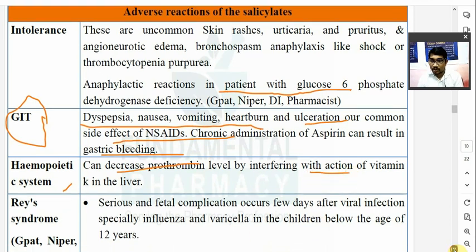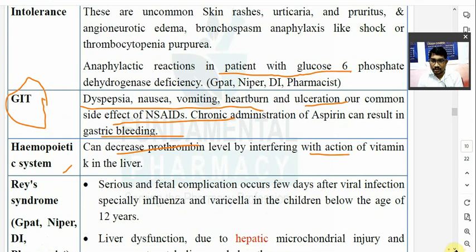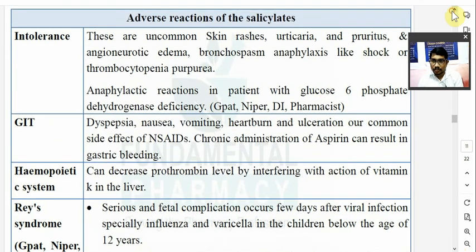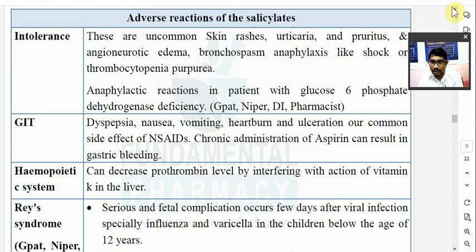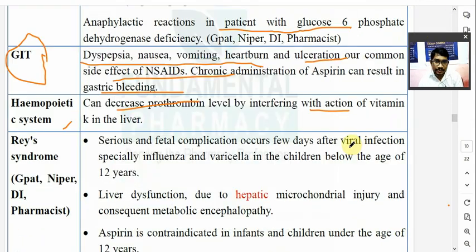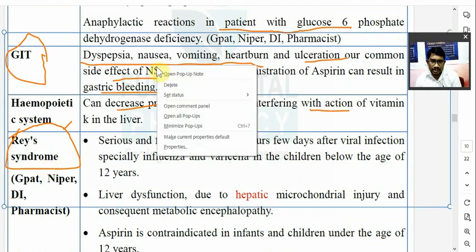The third one is Reye's syndrome. A question on Reye's syndrome came in GPAT 2018. This is an adverse effect of aspirin, so remember Reye's syndrome. What is that? What is the use of aspirin? It is an analgesic, antipyretic and anti-inflammatory drug. So it is used as an antipyretic.